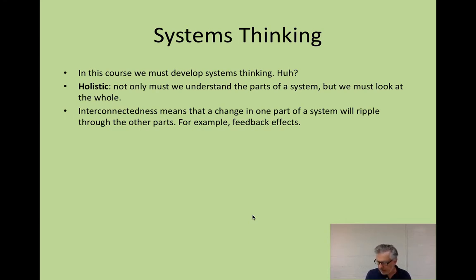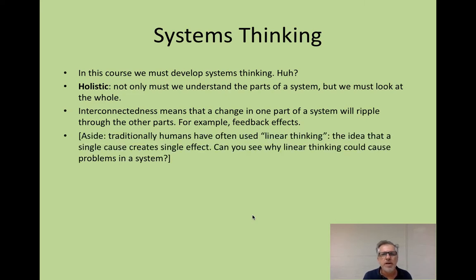I just want to say for a second that traditionally humans have often used linear thinking to approach problems. And that's the idea that a single cause creates a single effect. And so people have often just said, oh, here's our problem, let's deal with this, and haven't thought about the system-wide effects that will happen as a result of it. So I would ask you, can you see why linear thinking could cause problems in a system? I think you guys are already sophisticated enough in your systems ideas to see why that could be a problem. And I'll give you an example of that coming up on the next slide.